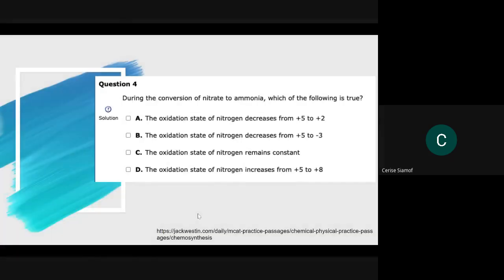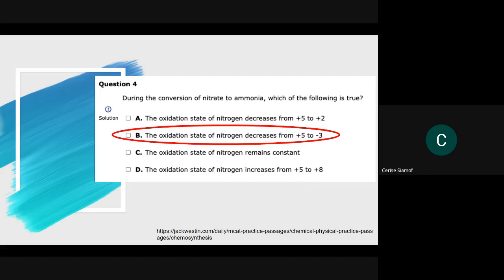Okay. So question 4 is a redox question. During the conversion of nitrate to ammonia, which of the following is true? As you can tell by the answers, you have to look at the oxidation state of nitrogen. So it's mostly just calculating those oxidation states. If you click, the oxidation state of nitrogen in nitrate is going to be +5. Oh, yes, the answer is B. And if you click another time, the math should come up.